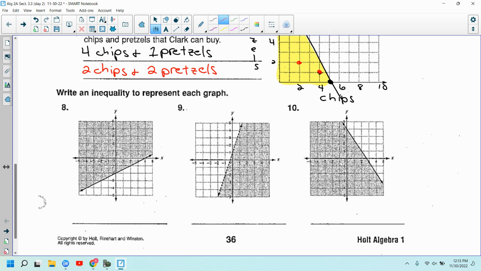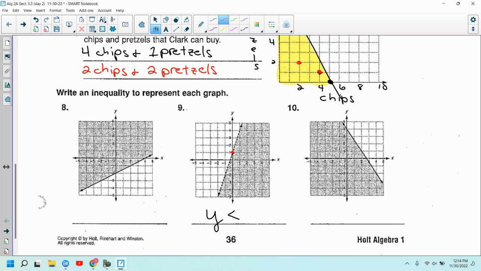All right, now we did this before. 8, 9, and 10. Let's just do number 9. You have to come up with the inequality. If you look at number 9, it's a dotted line and it's shaded below. So we're going to start it with y, and then what inequality am I going to have? Greater than, less than, greater than or equal to, or less than or equal to? No, just less than. It is less than.